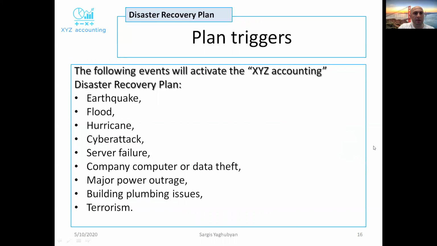Plan triggers for our disaster recovery plan are identified as earthquake, flood, hurricane, cyber attack, service failure, and company computer or data theft, for which we have special guidance for our employees on how to report and the time limit, in order to make sure that we can find the device or remotely erase it. So no company information will be disclosed or available on unauthorized sites.